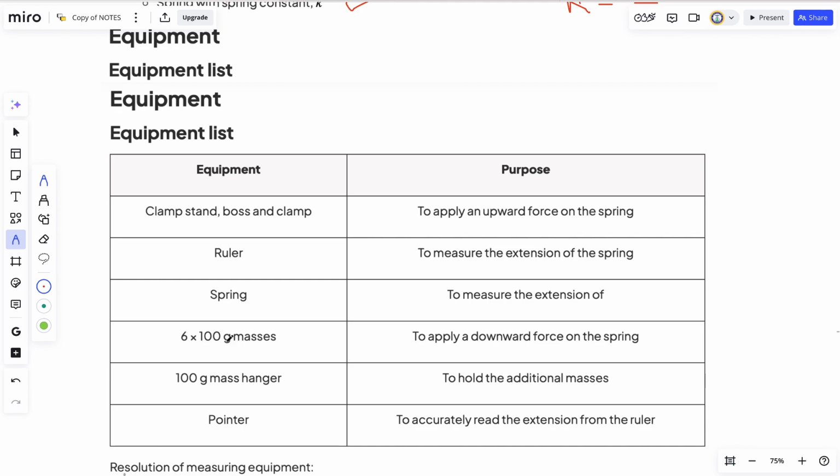Then the 6 times 100 gram masses. This is to change mass to force. The 100 gram hanger is to hold the additional mass. The pointer is to accurately read the extension. Remember the pointer when you're doing this experiment. It's very important to measure with the pointer. Okay, let's move on quickly.